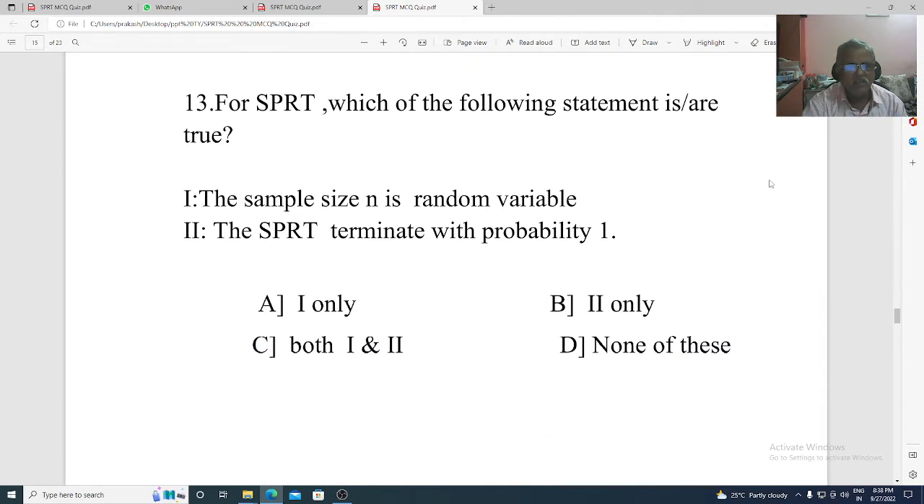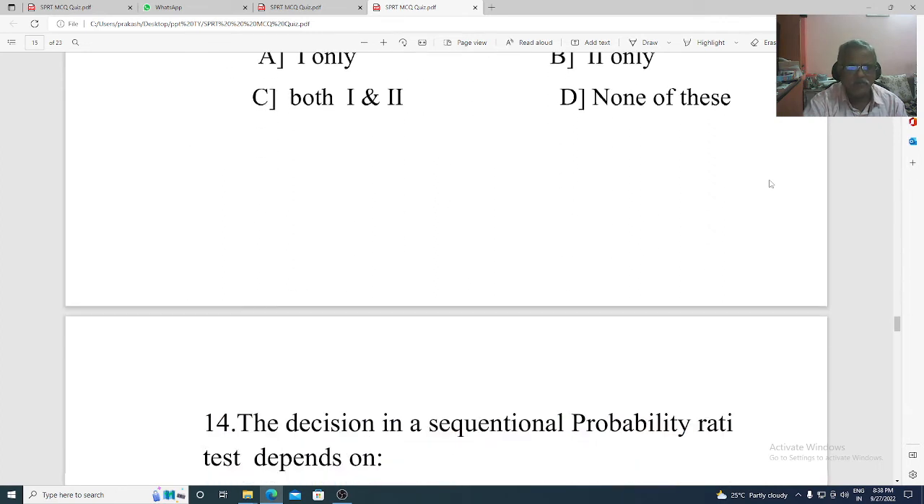Question 13. For a SPRT, which of the statements is true? Statement 1: the sample size n is a random variable. Statement 2: the SPRT terminates with probability 1. Option A: 1 only. Option B: 2 only. Option C: both 1 and 2. Option D: none of these. The correct option is option C, both 1 and 2.